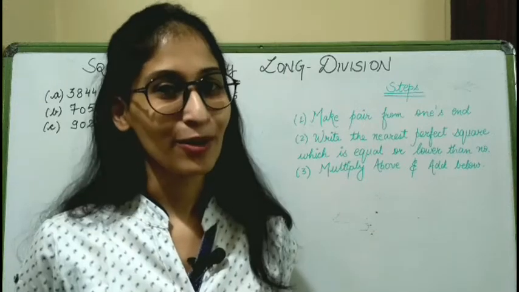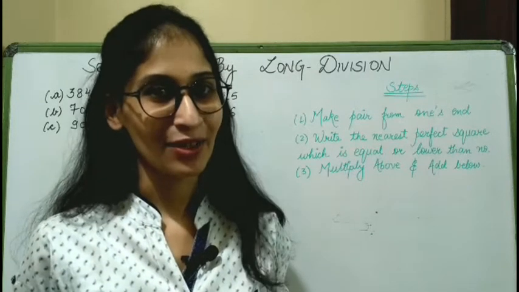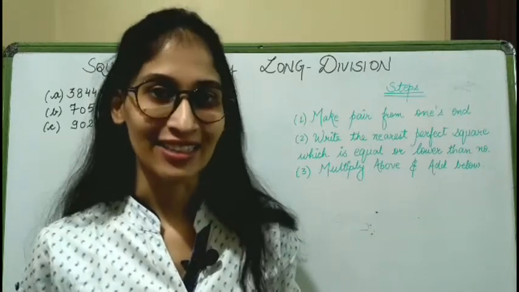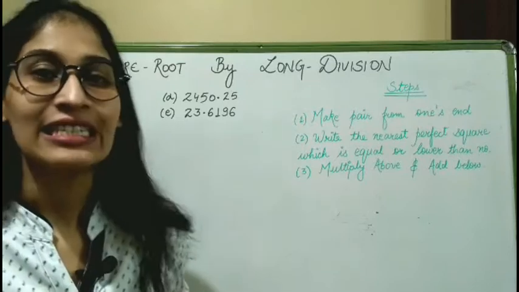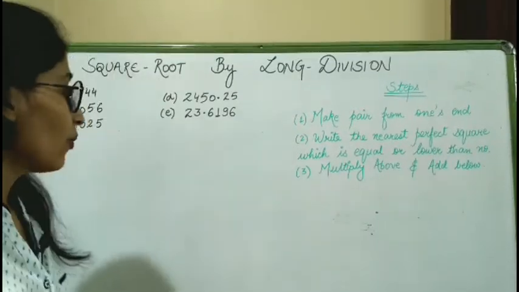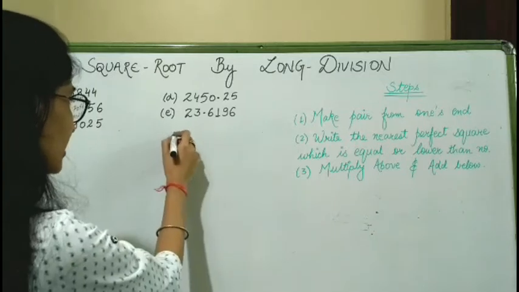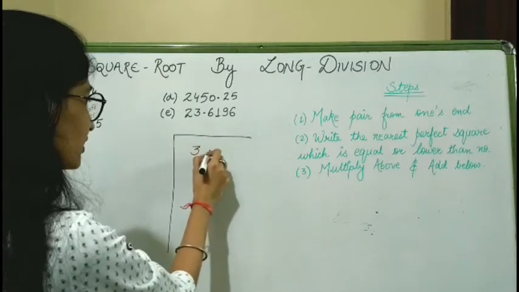In today's class, we are going to discuss how we can find the square root by using the long division method. So let's get started. My first number here is 3844. When I am going to find the square root of a number, first start making pairs of it.